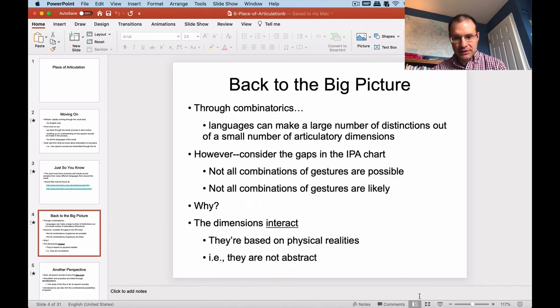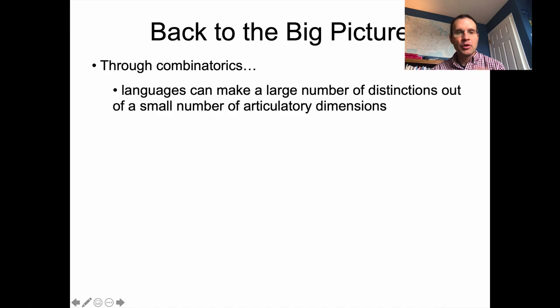Okay, so back to the big picture. The point I wanted to leave you with last time is that through combinatorics, through combining the various options of the various dimensions of articulation, we can make a large number of distinctions out of a very small number of articulatory dimensions. So we basically have seven different dimensions for consonants, and some of them depend on the others, but we have way more than seven different sounds we can produce in speech, right?